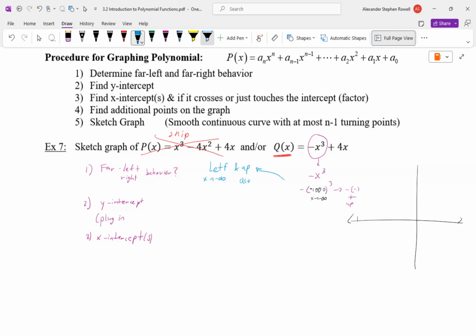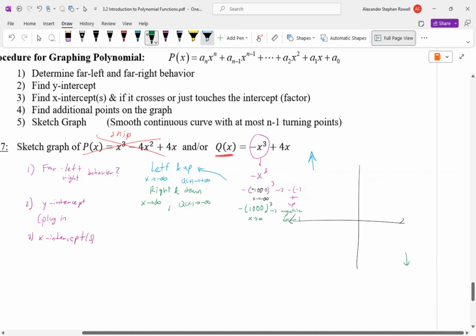Q of x goes to positive infinity. So I know my end behavior will be left and up, right? And yeah, it's always opposite for odd exponents, but should we check? So as x goes to positive infinity, the right here, now I'm plugging in positive 1,000. What's my answer? I get a negative number. So that means I go down. Q of x goes to negative infinity. Are we comfortable with that?